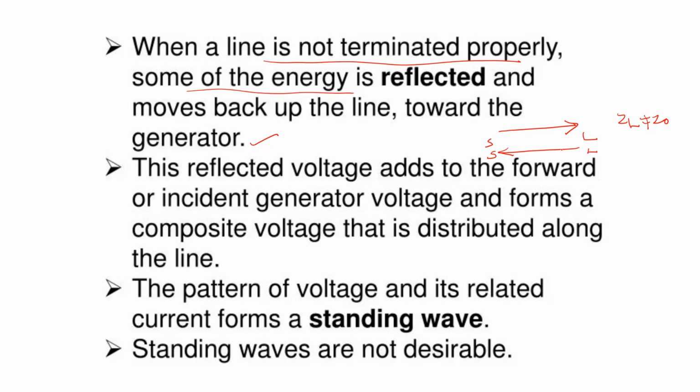Now this reflected voltage will add with the forward voltage and form a composite voltage which is distributed along the transmission line, right? And this pattern of composite voltage, as well as its related current wave, we are naming as a standing wave. So the signal will be moving in either direction. One is moving from source to load. The other one will be moving from load towards source, also in this direction. And this wave is called a standing wave, right?